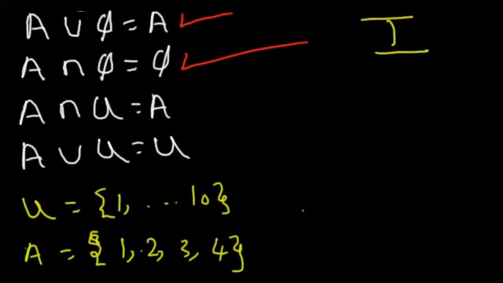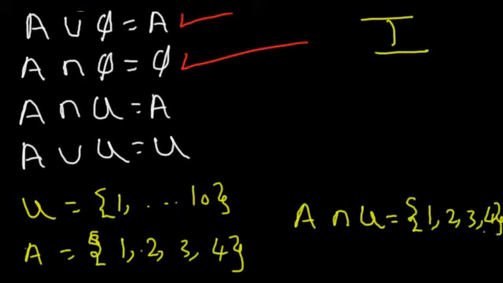So therefore, A intersection universal set is equal to 1, 2, 3, 4, and these 1, 2, 3, 4 are elements in set A. So that's how this is being derived. So A intersection universal set is still the particular set A.